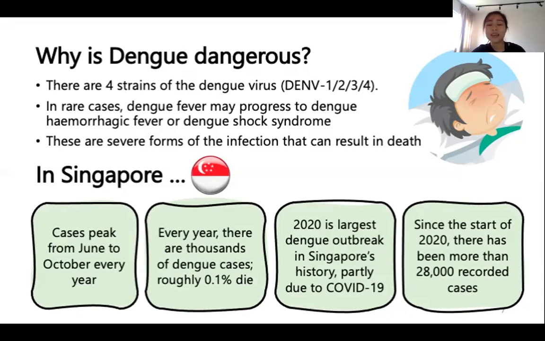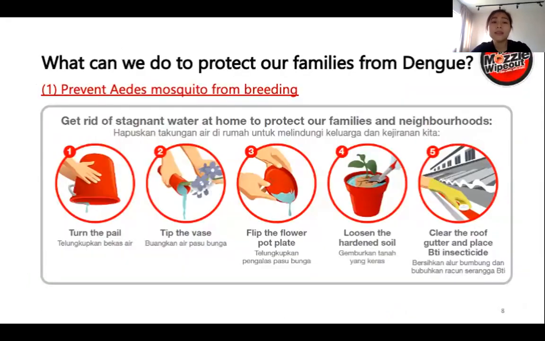And therefore, the chances of getting bitten by the female Aedes mosquito are even higher. Since the start of 2020, there have been more than 28,000 recorded cases. In the month of August alone, just last month, there were about 6,100 new dengue cases. So then we asked, what can we do to protect our families from dengue? I'll be introducing a few actions that we can take.